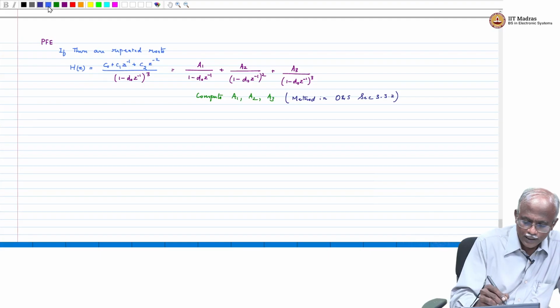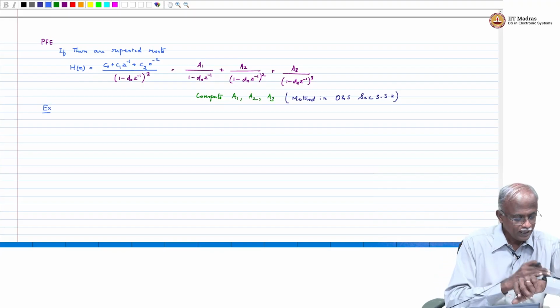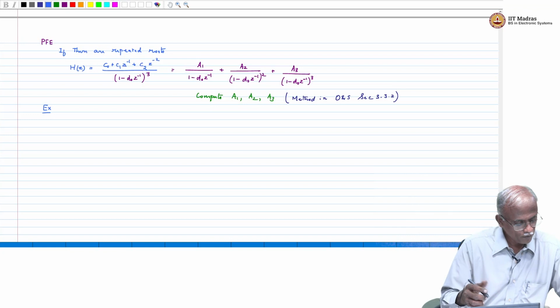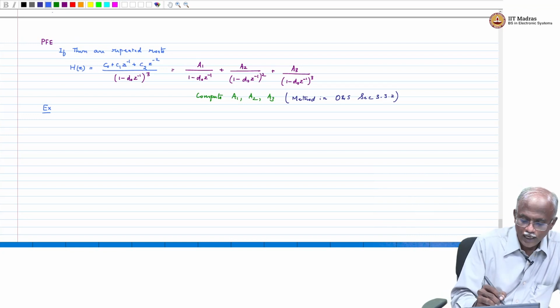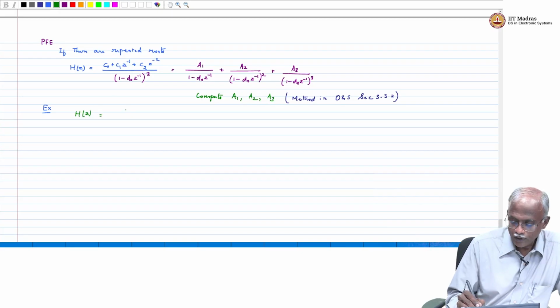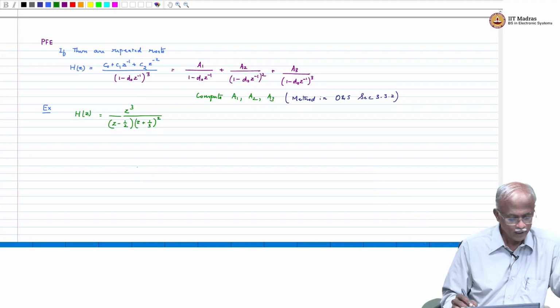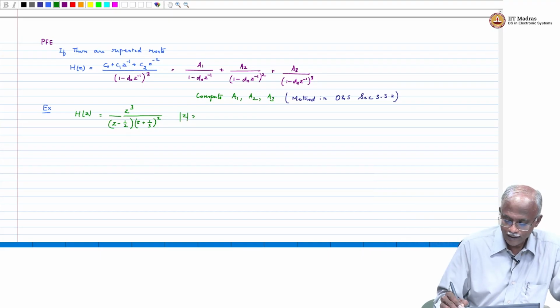So here is an example where there will be repeated roots, so that you will see how to do partial fraction expansion even in the context of repeated roots. Let us look at this particular example. H of z equal to z cubed divided by z minus 1/2, times z plus 1/3 the whole square. We are given that mod z is greater than 1/2.